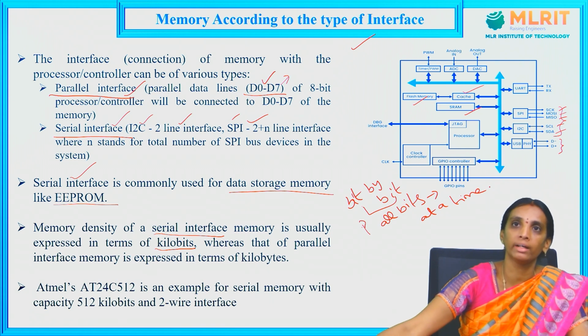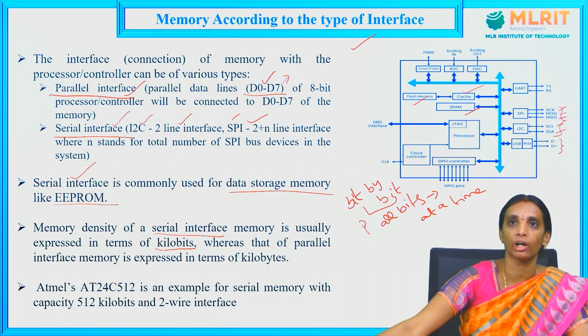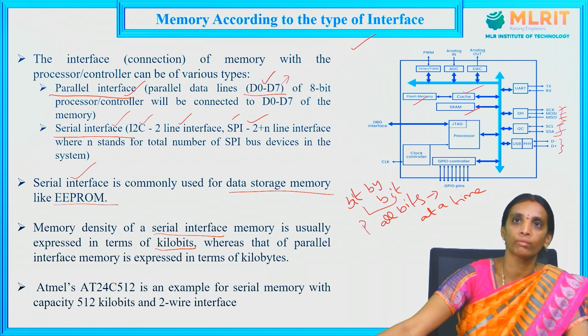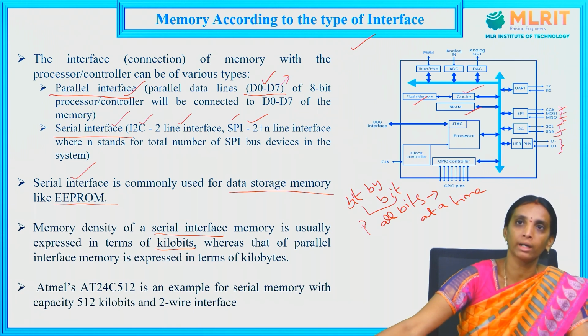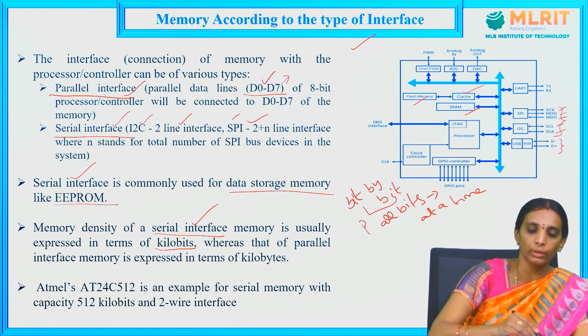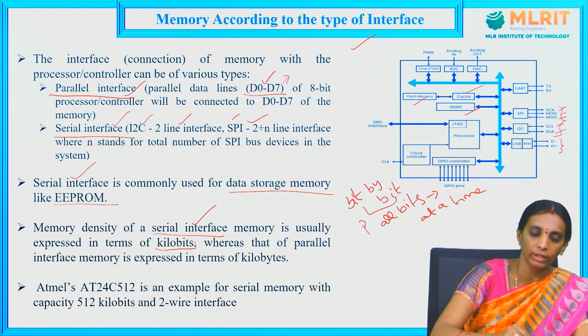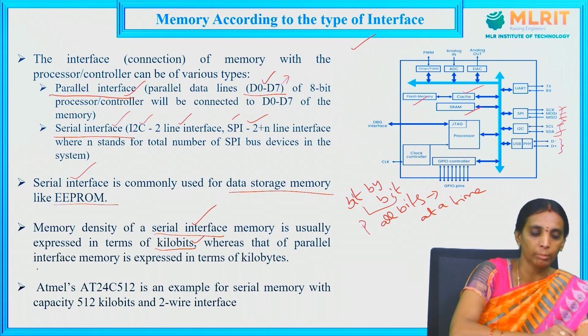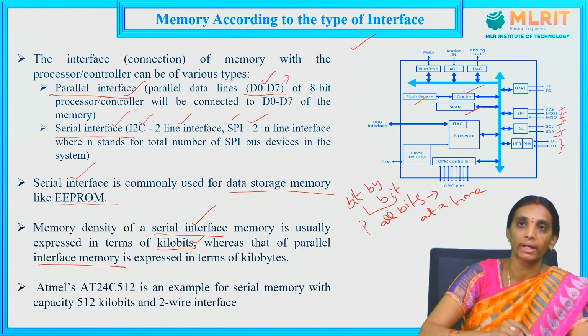In serial data transfer, only one bit can be transferred at a time, and after one bit of data transmission, we go for the next bit. But in parallel data transmission, all the bits available on the data bus are transmitted at a time. So the memory density of serial interface memory is expressed in terms of kilobits, whereas the memory density for parallel interfacing is expressed in terms of kilobytes.